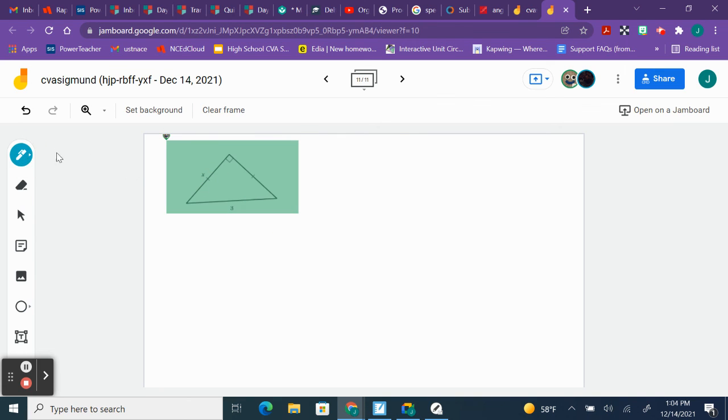So since this is a 45, 45, 90, you know the two legs, the x's, are going to be the same. And then your hypotenuse is always going to be x square roots of 2. So this is x and x for our ratios. And you know it's 45, 45, 90 because of the 2 congruency marks on your legs. And then x square roots of 2 is equal to 3.